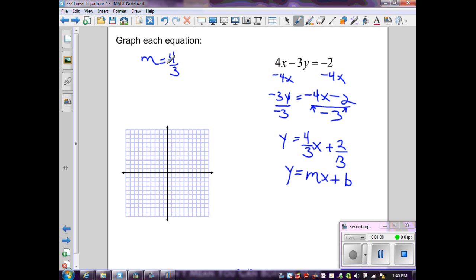And also know, since this is a positive slope, my line will increase from left to right. My intercept is (0, b), which is 2 thirds. I plot (0, 2/3). That's just off the unit of 1 on the y-axis. And now I count rise of 4. And since it's positive, I will count up 4. 1, 2, 3, 4. And to the right, 3. 1, 2, 3. Placing a point there.